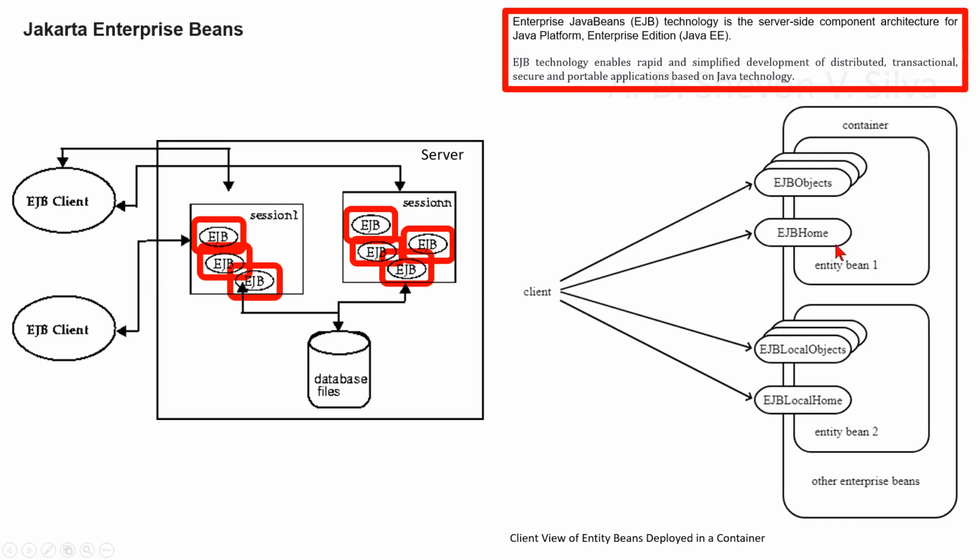EJB home interface. The EJB home interface must be extended by all enterprise beans remote home interfaces. An enterprise beans remote home interface defines the methods that allow a remote client to create, find, and remove enterprise bean objects.